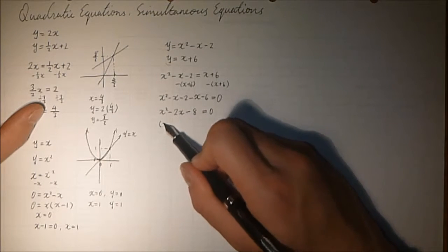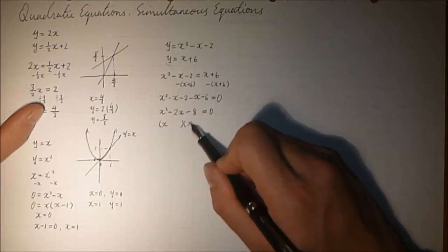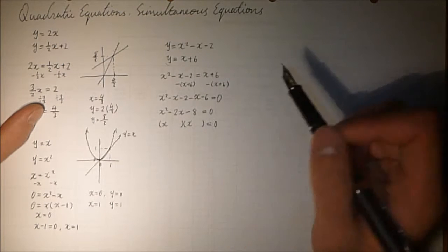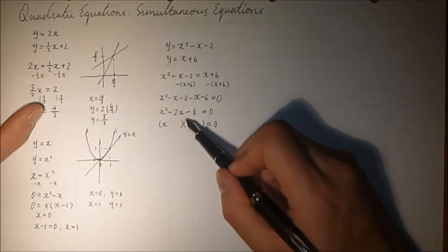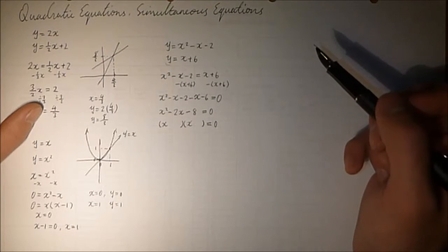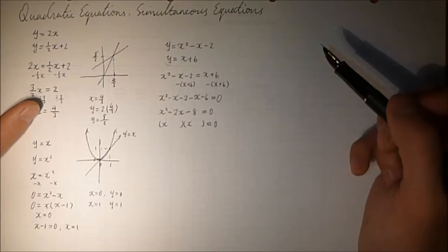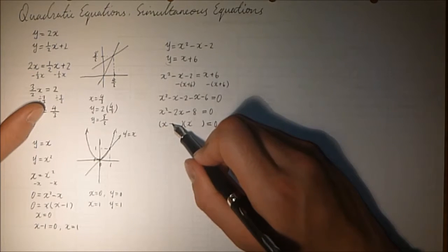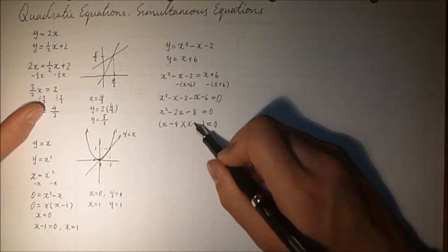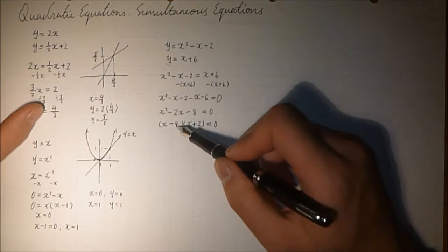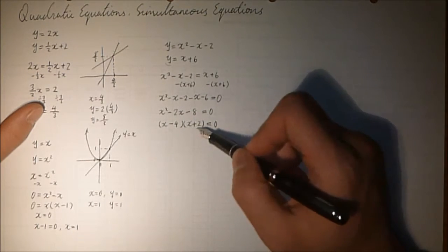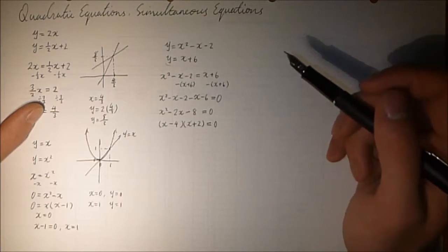We have x here with something and x here with something else. So these two numbers, when you add them, they have to produce minus 2, and when you multiply them, they have to produce minus 8. So the only two possible answers are negative 4 and positive 2. If you think about it, minus 4 times positive 2 gives you minus 8, and minus 4 plus positive 2 gives you minus 2.